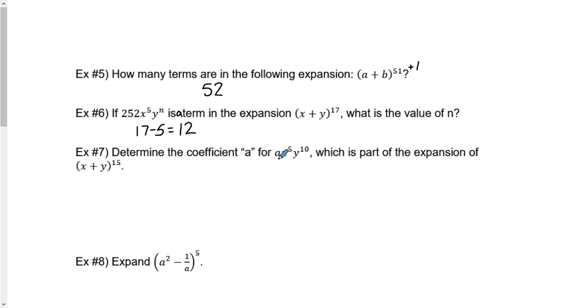We want to determine what our coefficient is if we have x to the power of 5, y to the power of 10, and it's in the expansion of x plus y to the power of 15. It's going to be 15c10, because of that 10. And 15c10 is 3003.